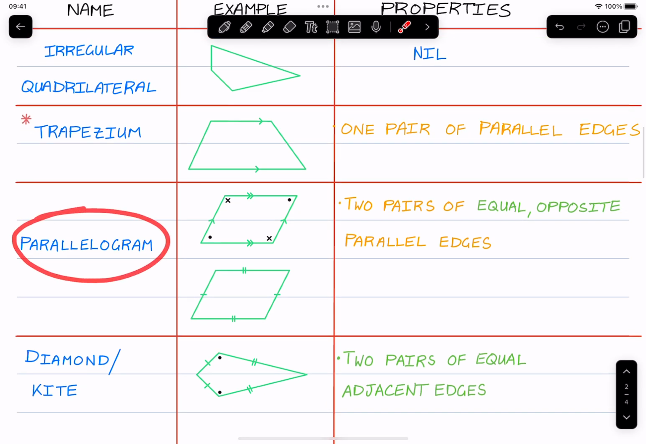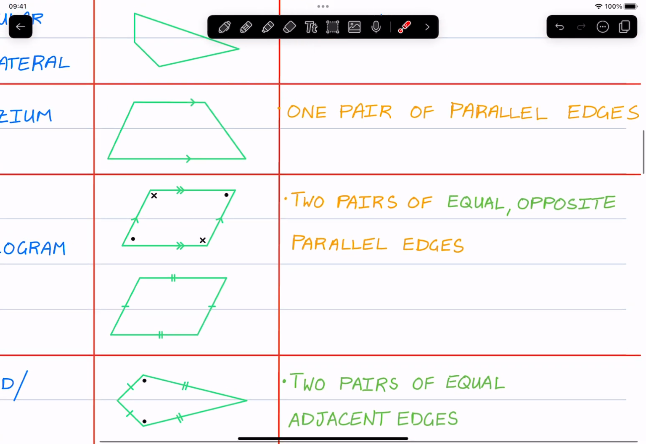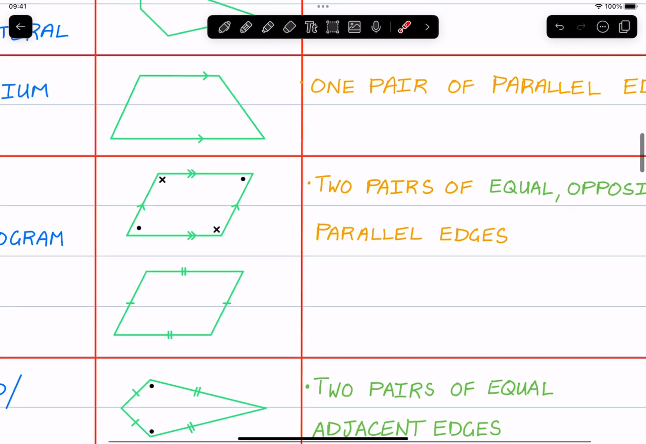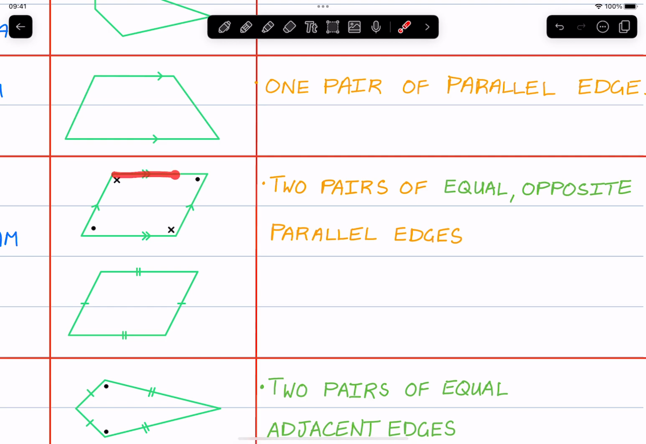The next one is called a parallelogram. This has two pairs of equal, opposite, parallel edges. Now that might be a little bit of a mouthful, but let's take a look. This edge and this edge, or these sides, they are parallel. But on top of that, they are also equal in length, but they are opposite, meaning they are equal, but they are far apart from each other. So that's one pair of equal opposite parallel sides or edges.